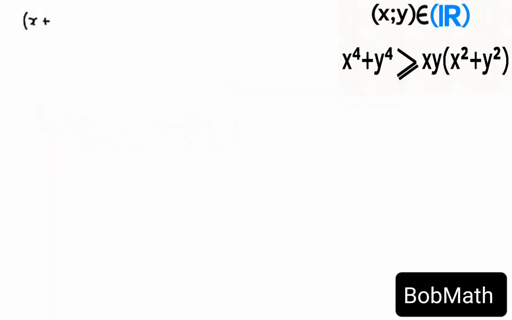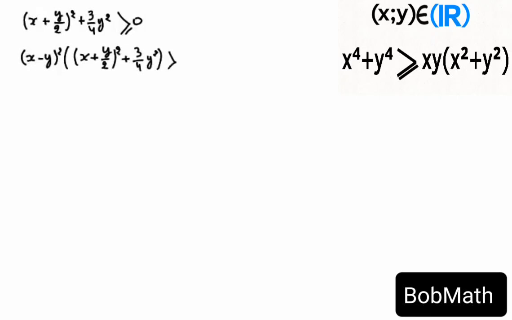So (x plus y divided by 2) all square plus 3 divided by 4 y square is greater than or equal to 0. And therefore (x minus y) all square times [(x plus y divided by 2) all square plus 3 divided by 4 y square] is greater than or equal to 0. Since the difference of the two numbers is positive, x power 4 plus y power 4 is greater than or equal to xy times (x square plus y square). So this is the relationship required in this exercise.